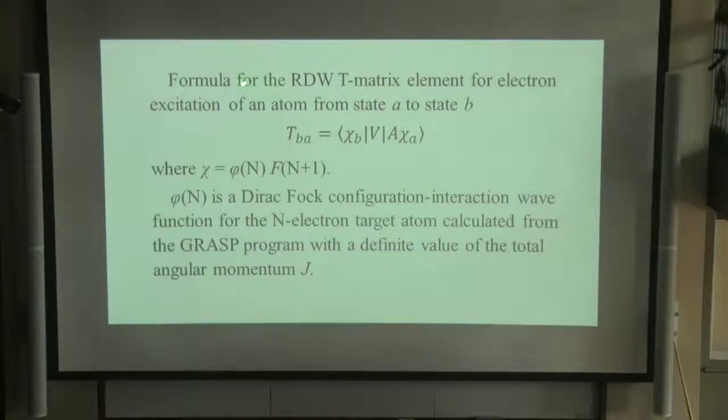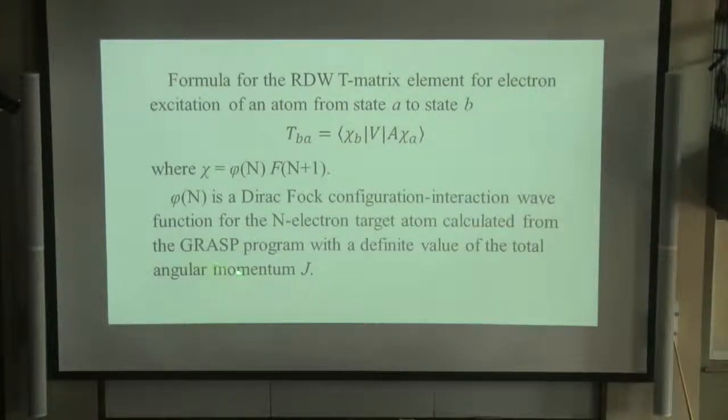So first of all, just a bit of background. Here's the formula. It's a standard formula for a distorted wave approximation. We have the final state, we have an initial state with an anti-symmetrization operator and the potential, the interelectronic potential. The difference is that here, although we write the distorted waves in the usual way, phi is in fact the relativistic Dirac-Fock configuration wave function. So we use that. It's a relativistic version of it then.